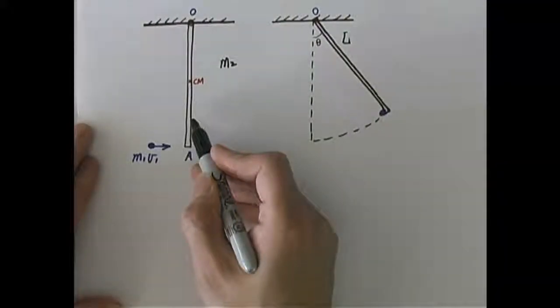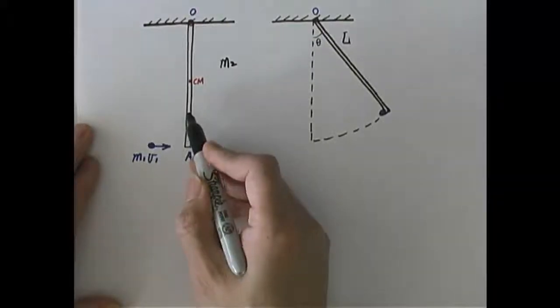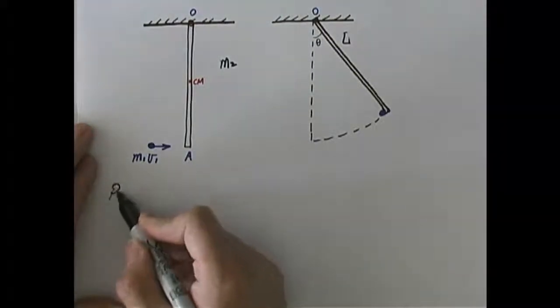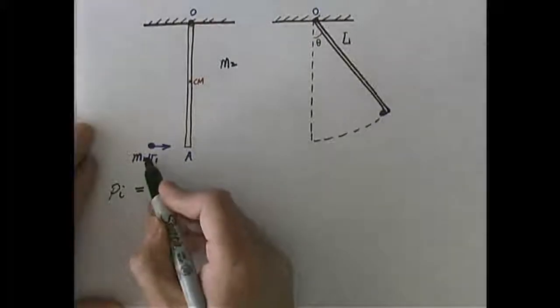Using conservation of linear momentum, assuming that it's conserved, I have the initial momentum, P initial, right before the collision. It's borne only by this object, m1, m1.